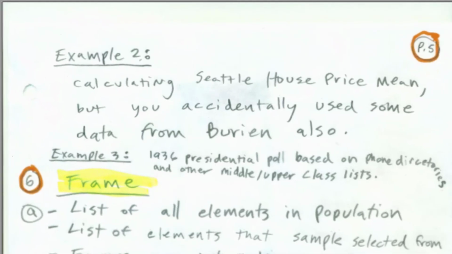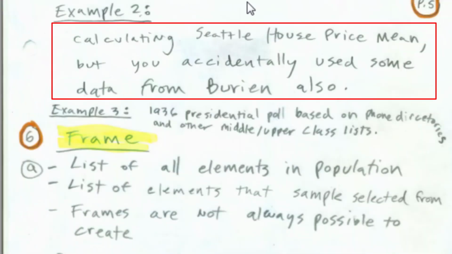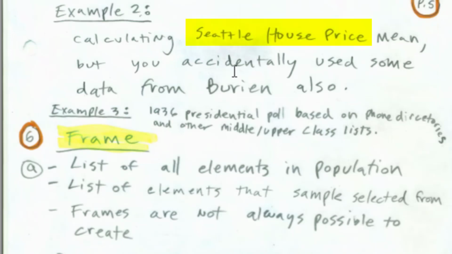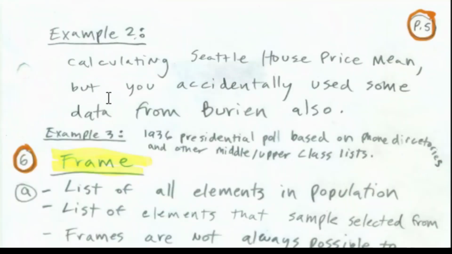Some other examples. If we were trying to calculate the Seattle house price mean and we accidentally used some data from Burien also. The target population was just Seattle house prices, but we accidentally mixed and got some from Burien also. The most famous example, example 3, and I'll let you Google this because this is quite an amazing one.